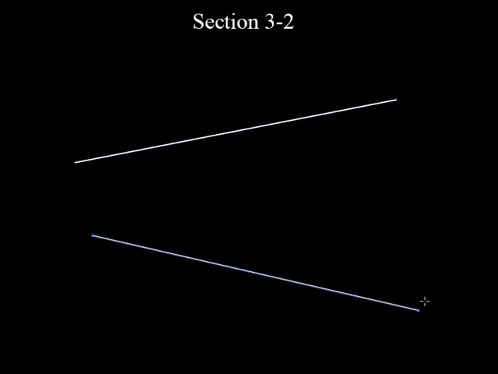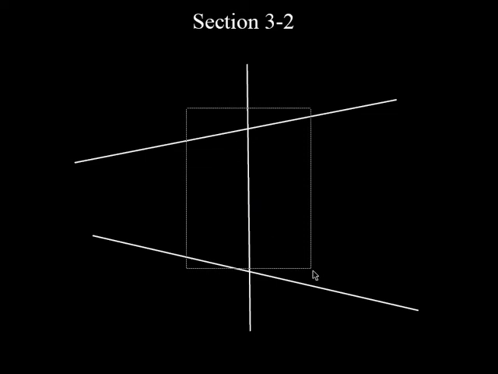Right, section 3.2. So yesterday we did this. We had two lines, and they were not necessarily parallel, were they? So we had two lines and a what? What was that thing that crosses those two lines? A transversal. Very good. So we had two lines cut by a transversal.